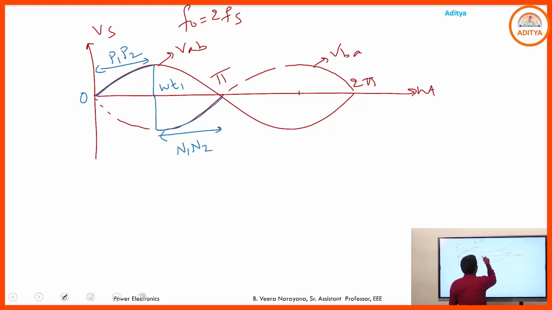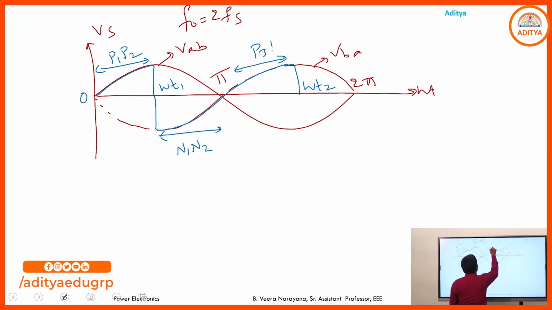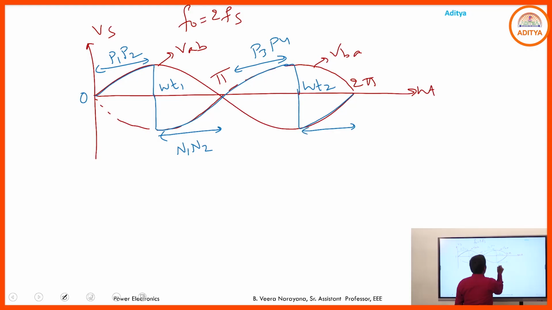So what happens here? I just want to collect the positive output voltage up to omega T2. Then you need to maintain P3, P4 in the on state. And again from omega T2 to 2 pi, N3, N4 will be in the on state. After that, in the positive half cycle of the source voltage, again you need to trigger P1, P2 and N1, N2, P3, P4, N3, N4. If you maintain the conducting periods of the SCRs like this, then you are able to collect f0 equals 2fs.